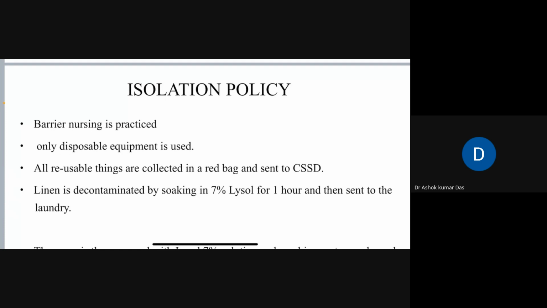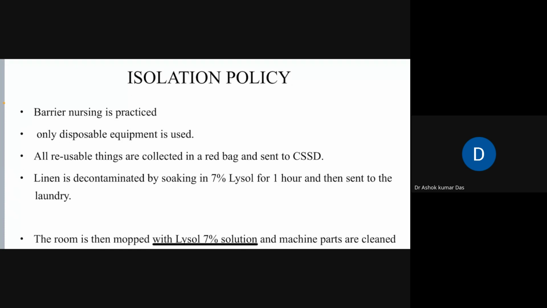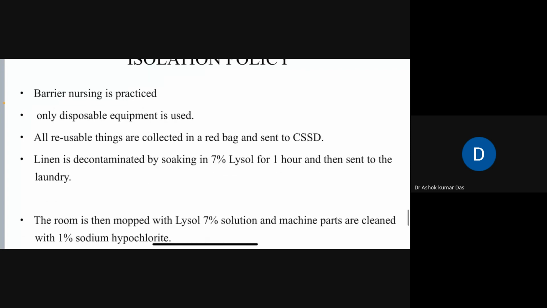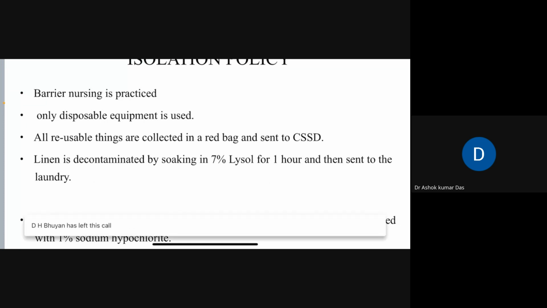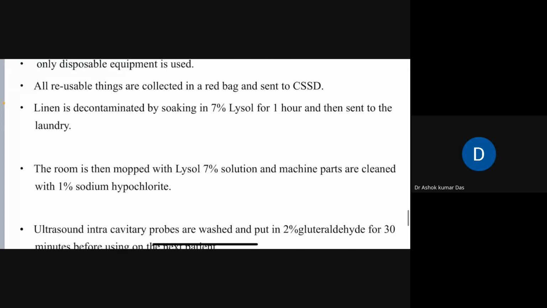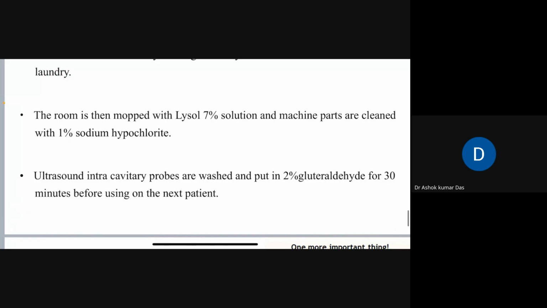All the reusable things are collected in a red bag and sent to CSSD. Their linen, we need to take care of the special linen. The linen is to be decontaminated by soaking in 7% Lysol for 1 hour and then sent to the laundry. The room is then mopped with 7% Lysol and machine parts are cleaned with 1% sodium hypochlorite.